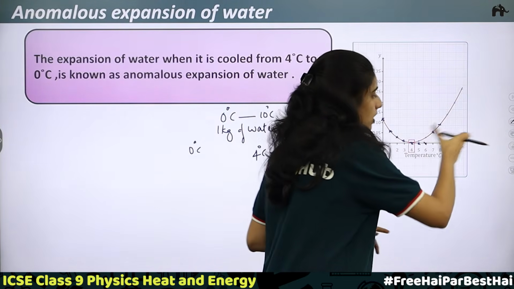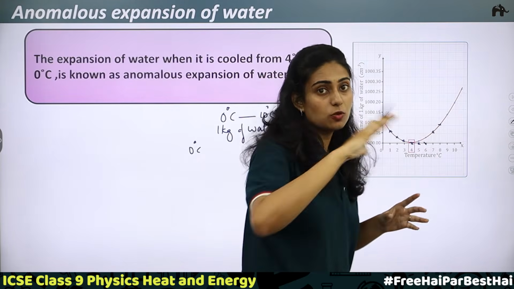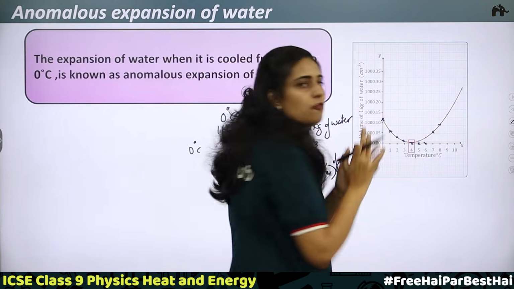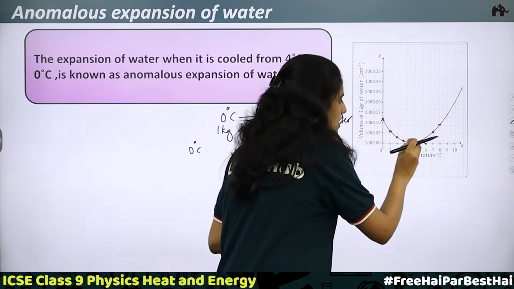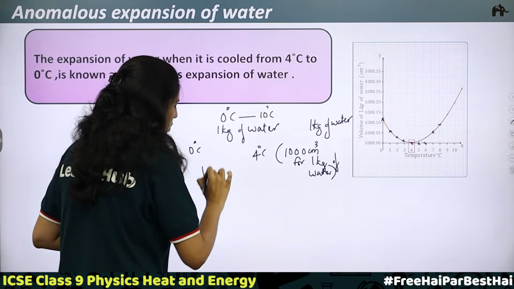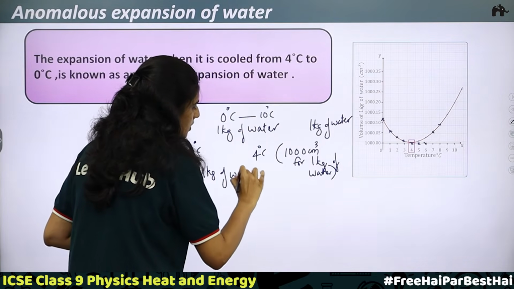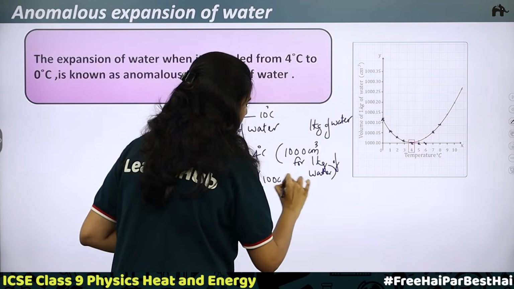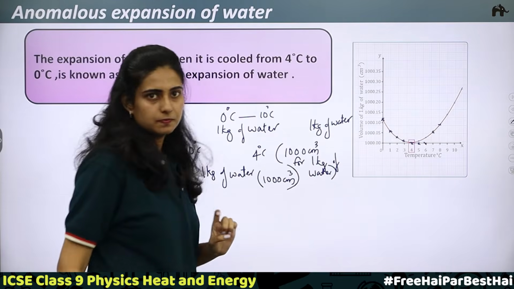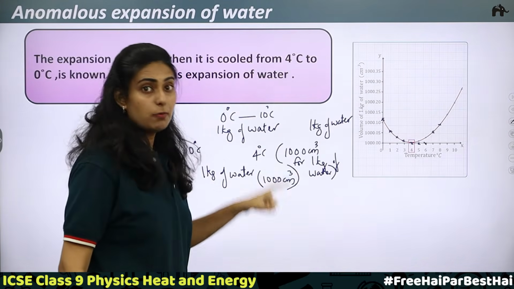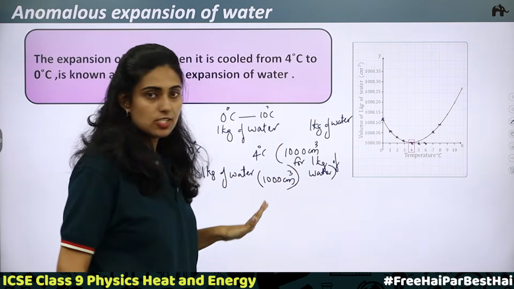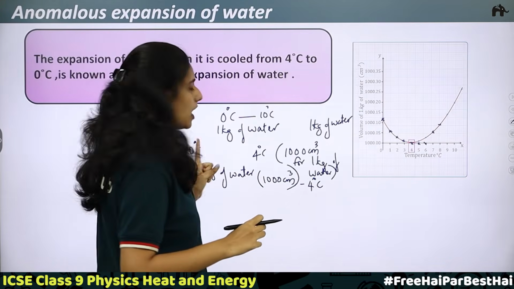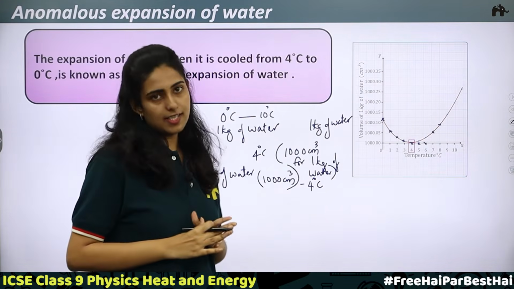Now the temperature, when you are continuously increasing, volume will also be increasing. There is no more contraction happening. That is, expansion will happen. So anomalous behavior is only up to 4 degrees Celsius. So this is the minimum volume. When you take 1 kilogram of water, the minimum volume will be 1000 centimeter cube, and this minimum volume is at a temperature 4 degrees Celsius. So the minimum volume of 1 kilogram of water is at 4 degrees Celsius.